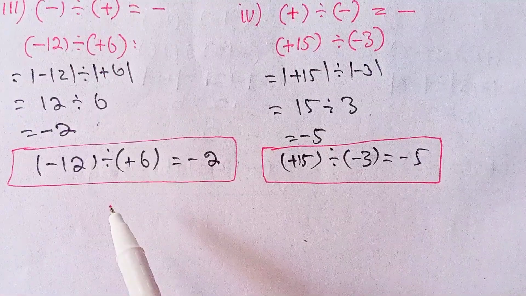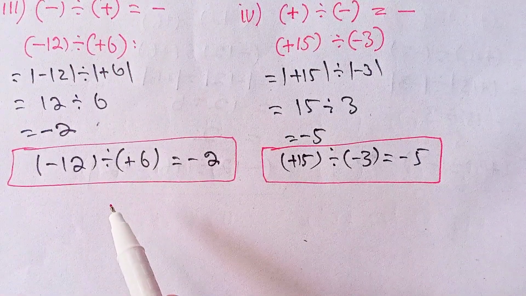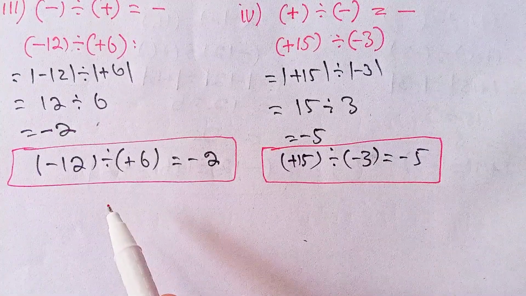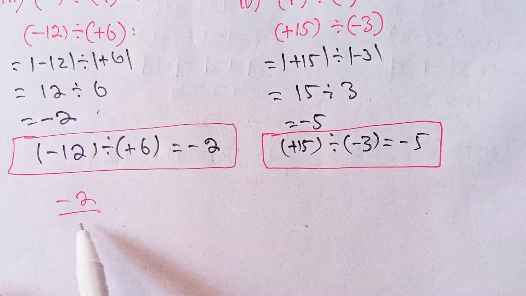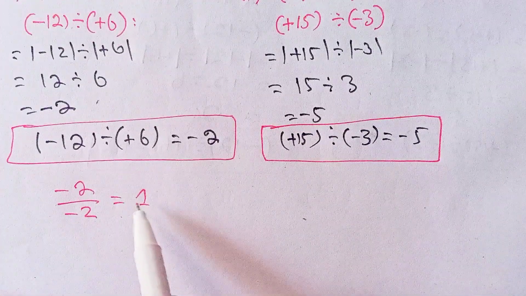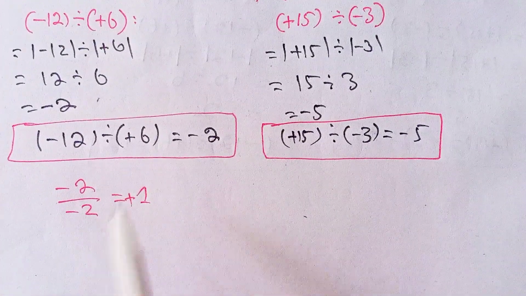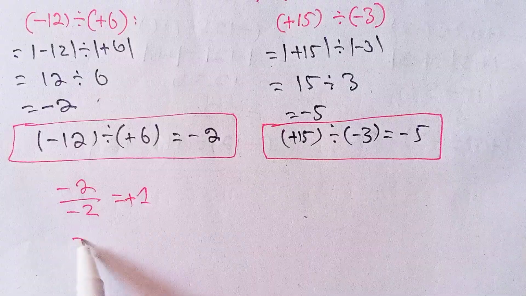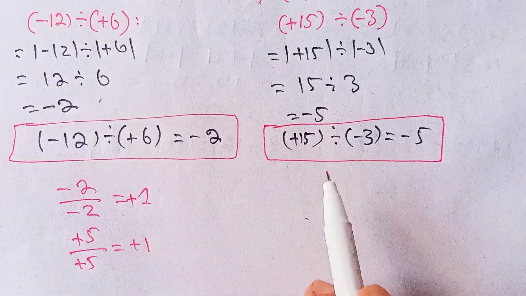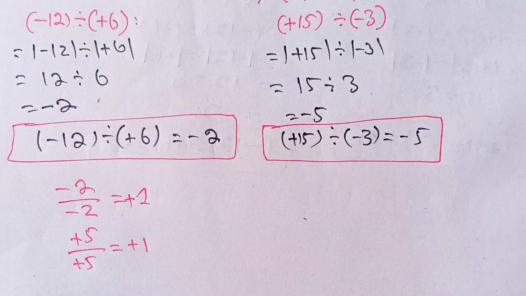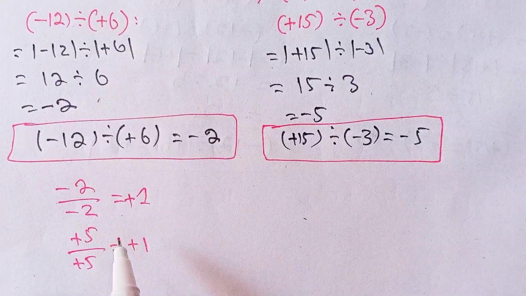We are going to discuss that whenever an integer except 0 is divided by itself, the quotient will always be 1. For example, negative 2 divided by negative 2. Our quotient will be positive 1, right? In the same way, I am going to divide positive 5 by positive 5. The quotient will be positive 1. Any number that you want to divide by itself, the quotient will always be 1.